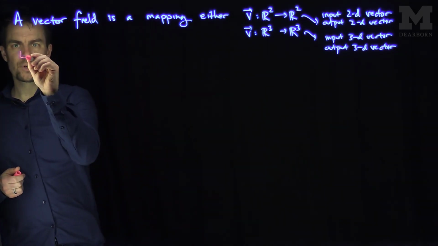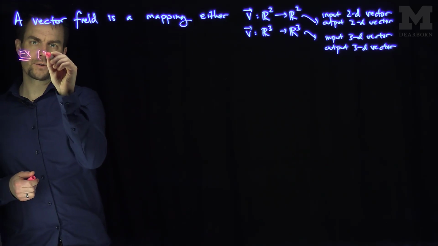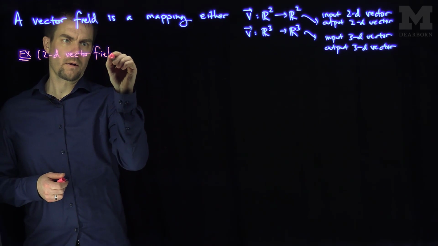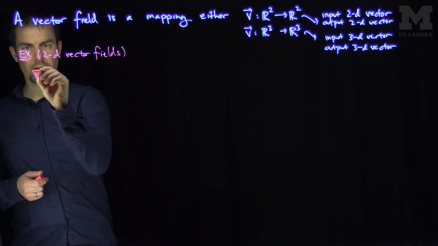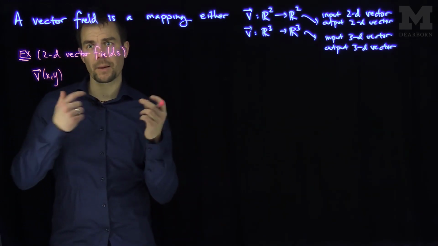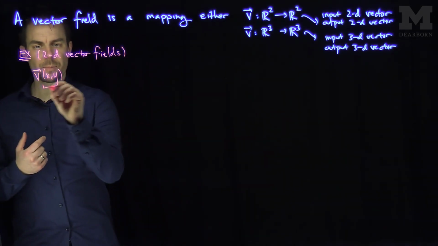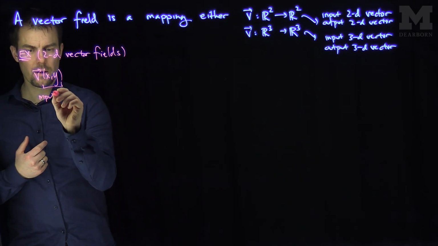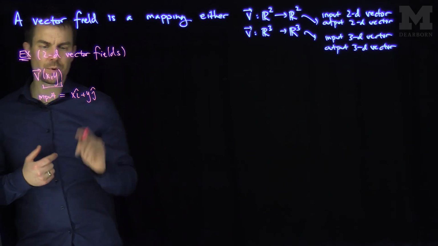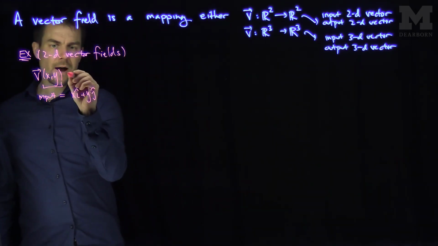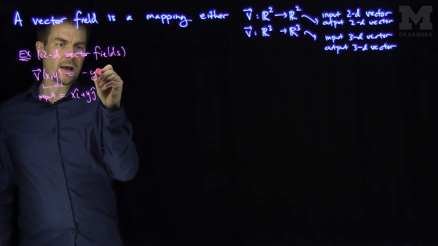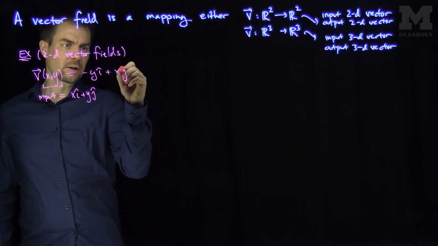So here are some examples of 2D vector fields. One we'll look at is v of xy. So I'm going to input a vector xy. So now I'm thinking about xy as the vector xy. So my input over here is really x i hat plus y j hat. We can think of it as a vector. And I'm going to output a vector. What will my vector output be? The vector output will be negative y i hat plus x j hat.